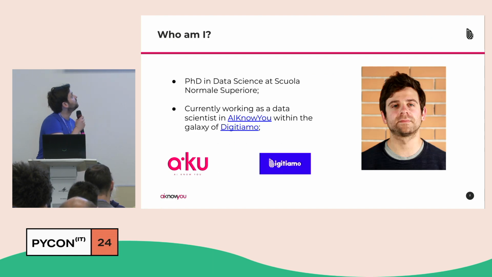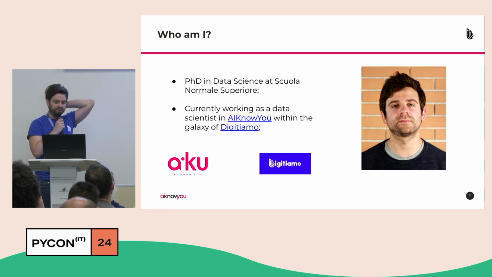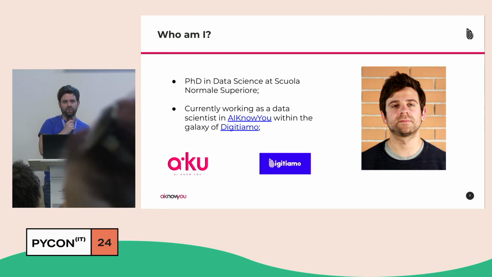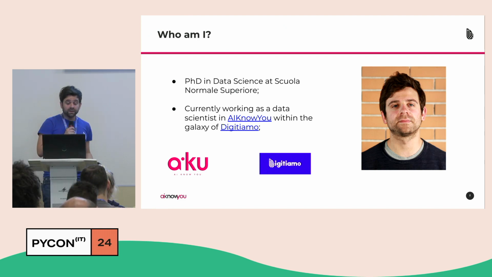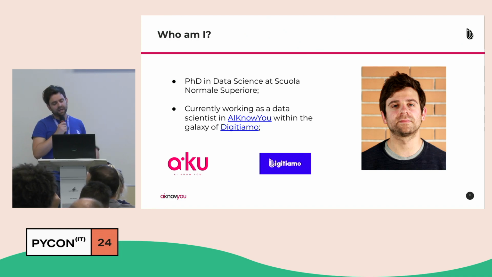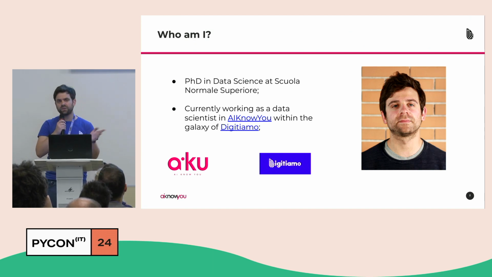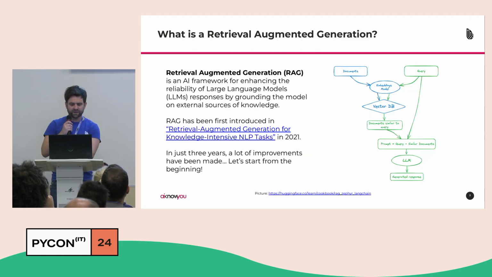So, a few words about me. I'm Tommaso Radicioni, as I've been presented. I have a PhD in data science at Scuola Normale here in Pisa, not far from Florence, if you are not from Tuscany. And I'm currently working since 2022, if I remember well, in NOU, which is a team working on NLP within the Galaxy of Digitiamo, which is a startup in Milano Varese.